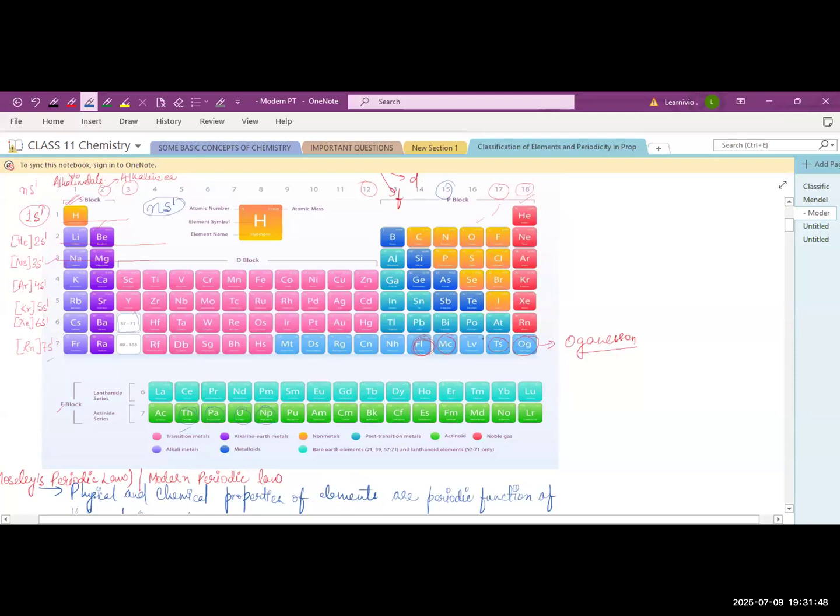And these blue ones you can see over here, aluminium, gallium, indium, these all are metals. You can say post-transition metals. So p block elements mostly consist of non-metals, but there are some metals also and metalloids also.